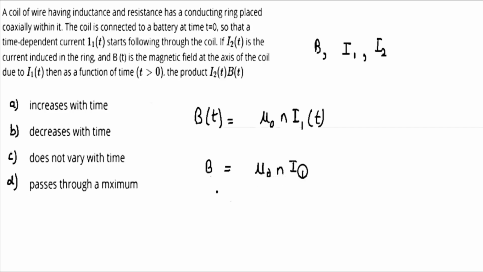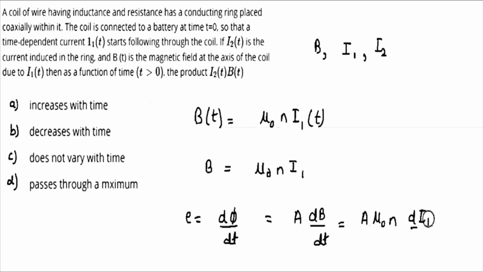Now due to this magnetic field, there would be an EMF generated due to the change in the magnetic field. So the EMF value would be equal to d phi over dt. If we take the modulus, it would be d phi over dt, where phi would be B into A. If A is constant, it would be A times dB over dt. Because mu naught and n would be constant, we can write it as A mu naught n dI1 over dt, because we know that I1 is dependent on time. We have already stated that. Now this is the value.